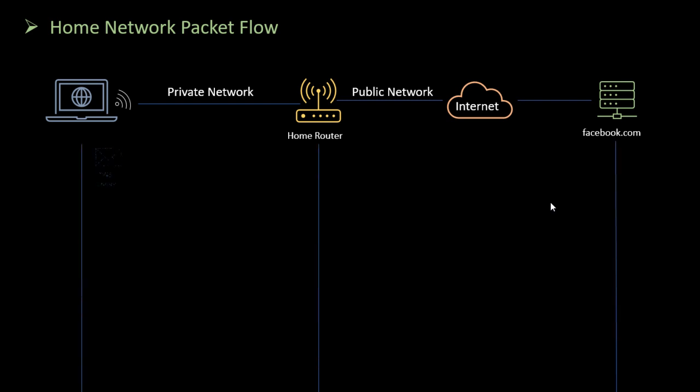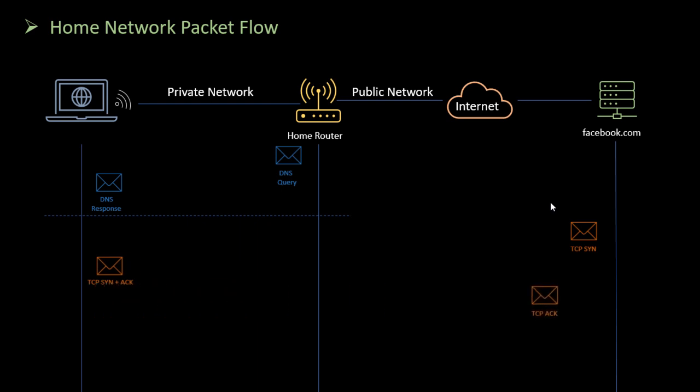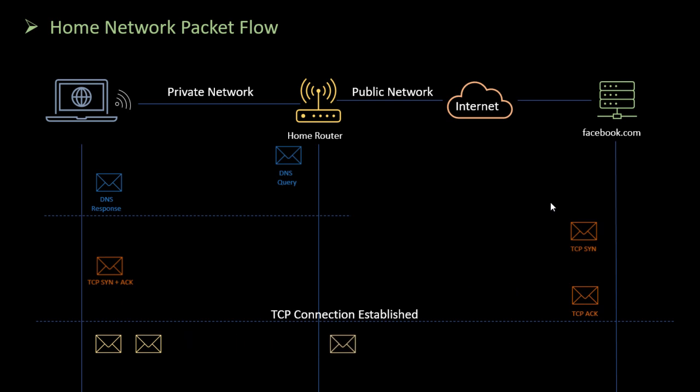Initially your system is going to generate the DNS query for facebook.com, and your home router is going to provide you the IP address for facebook.com. Once you get the IP address, your system is going to send the TCP SYN packet to facebook.com to establish the TCP connection, right? Facebook is going to respond with the TCP SYN plus acknowledgement packet, and then your machine is going to send the acknowledgement packet to complete the TCP three-way handshake, right? And after that, your connection has been established.